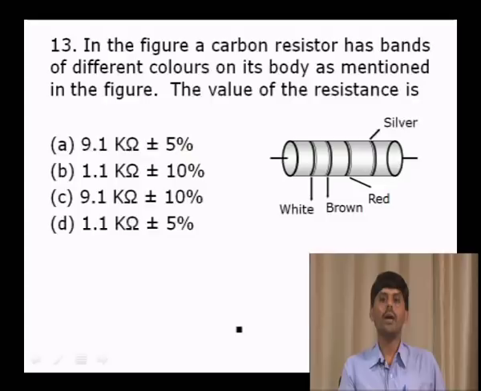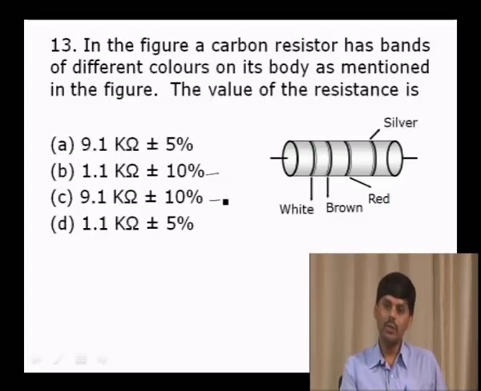Option B: 1.1 kilo ohm plus or minus 10%. Option C: 9.1 kilo ohm plus or minus 10%. Option D: 1.1 kilo ohm plus or minus 5%. First, you identify the two answers by selecting any two easily. First, look at the fourth band. Which is the fourth band? Silver color is there. Silver means error is equal to 10%. So we are not supposed to take A and D; only B and C have 10%.